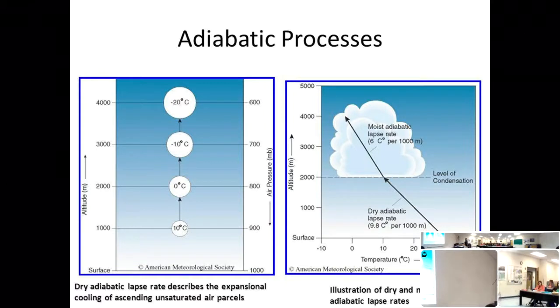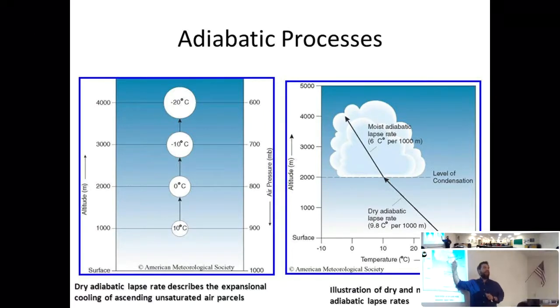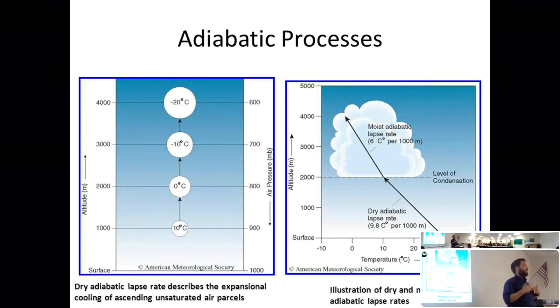So what happens is the release of latent heat starts right here, because it starts condensing and making a cloud. That release of latent heat offsets the adiabatic cooling. You see that? So now the WALR, the wet adiabatic lapse rate, becomes less than the DALR. Instead of being 10 degrees per 1,000 meters, you go down to maybe like 6. Why? It's because the release of latent heat from condensation offsets adiabatic cooling.